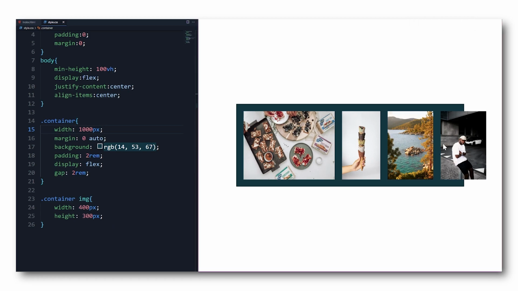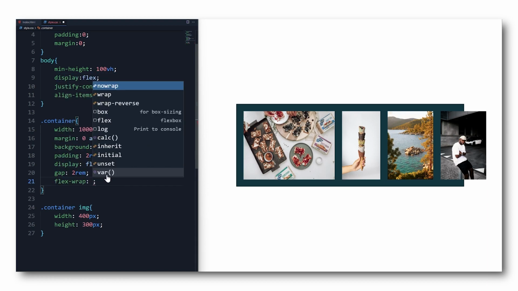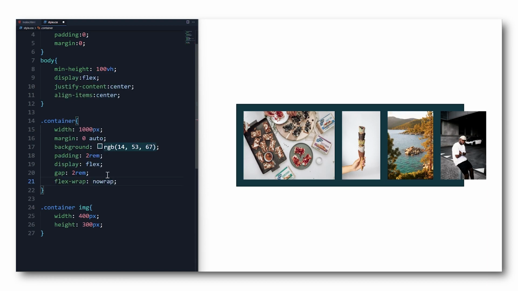The basic idea of FlexWrap is when you run out of space in your container, then you can use FlexWrap property. So let's use here FlexWrap, and the first value of FlexWrap is nowrap. When you set this to nowrap, then you can see nothing will change because it is the default value. And now let's set this to wrap and let's hit save.